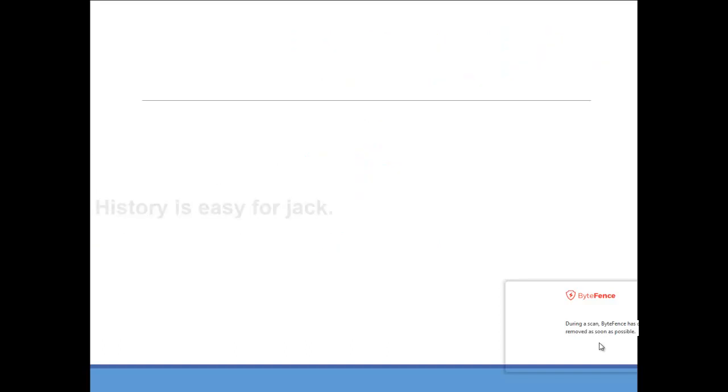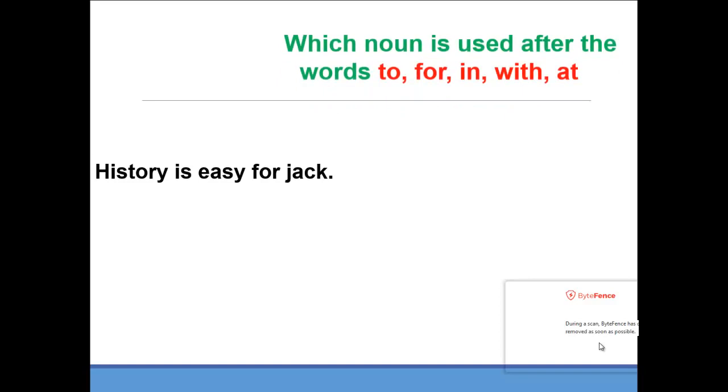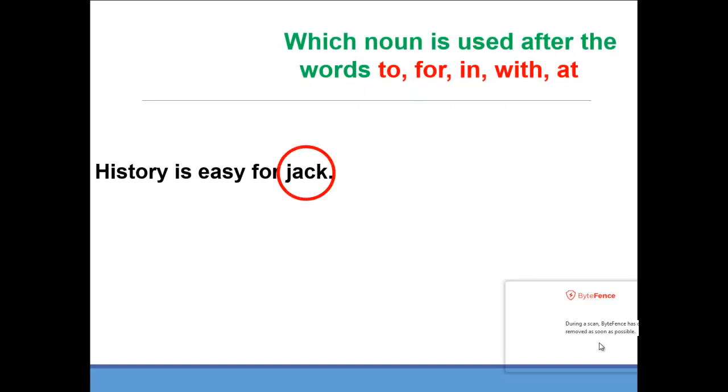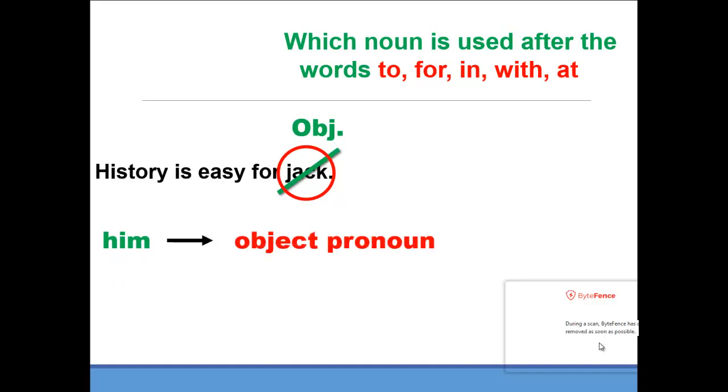Excellent. Another example. History is easy for Jack. What noun is used after the word for? It is Jack. What word can we replace this word with? We can replace it with the word him. So the sentence is going to be history is easy for him, and him is an object pronoun.